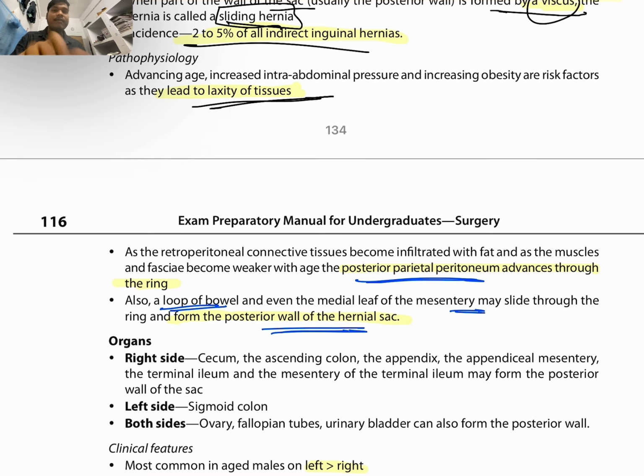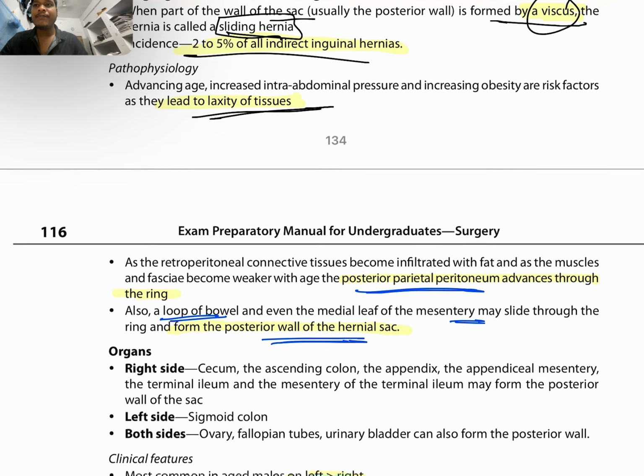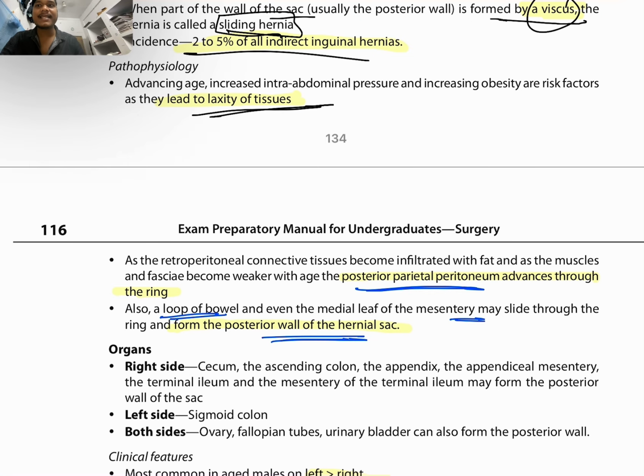Okay, simply we will recall it. First, what happens here: as the age increases, there is an increase in the abdominal pressure, and in an obese person also there is an increase in the abdominal pressure. After that the retroperitoneal connective tissue is infiltrated with fat, causing the fascia to become weak, and if the fascia becomes weak, then the posterior parietal peritoneum advances through the ring, and the contents like a loop of the bowel or mesentery will slide out from there.